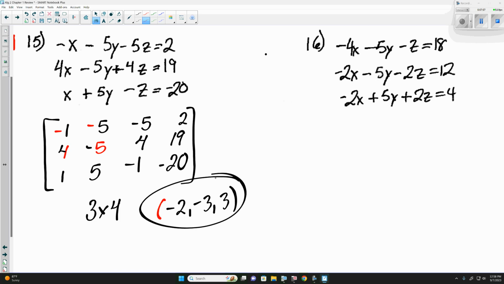Now there will be 2 of these on the test, and neither one of them is going to be a no solution or infinitely many. You will get an answer for both of these here. Questions on either one of these here? We good with 15? 16 will be done in the exact same way.